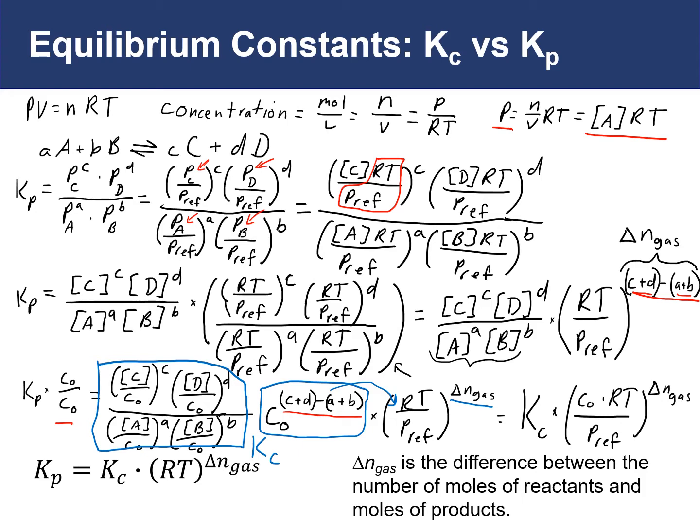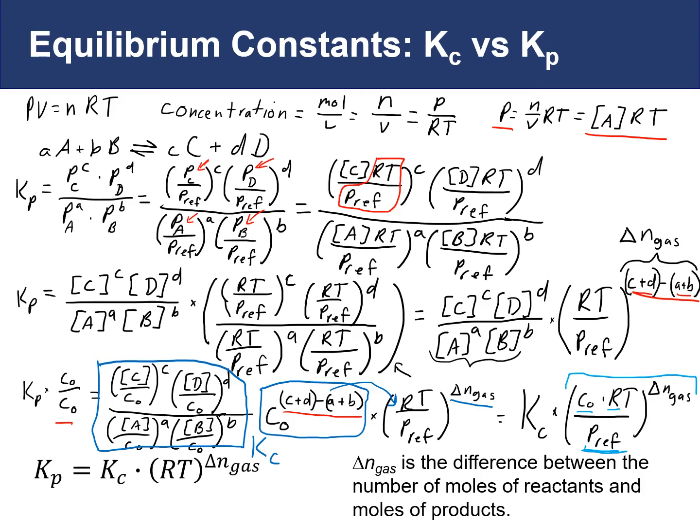Now, the important part here is both Kp and Kc are unitless, and so our conversion factor, which is located right here, needs to also be unitless. So our Pref value here has to have the same units as the R, and the C0 here is used to get rid of the moles per liter. So our R value needs to be in terms of the same unit as our Pref, which for our case is going to be bar. However, in the Tro textbook, that would be atmospheres.